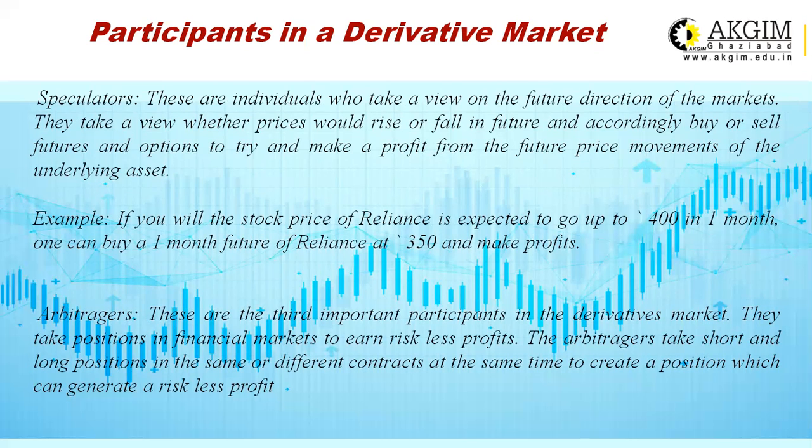Then there are the arbitrageurs. These are the third important participants in the derivative market. They enter the market to earn a riskless profit. Arbitrageurs take a short and a long position in the same or different contracts at the same time to create a position which can generate a riskless profit.